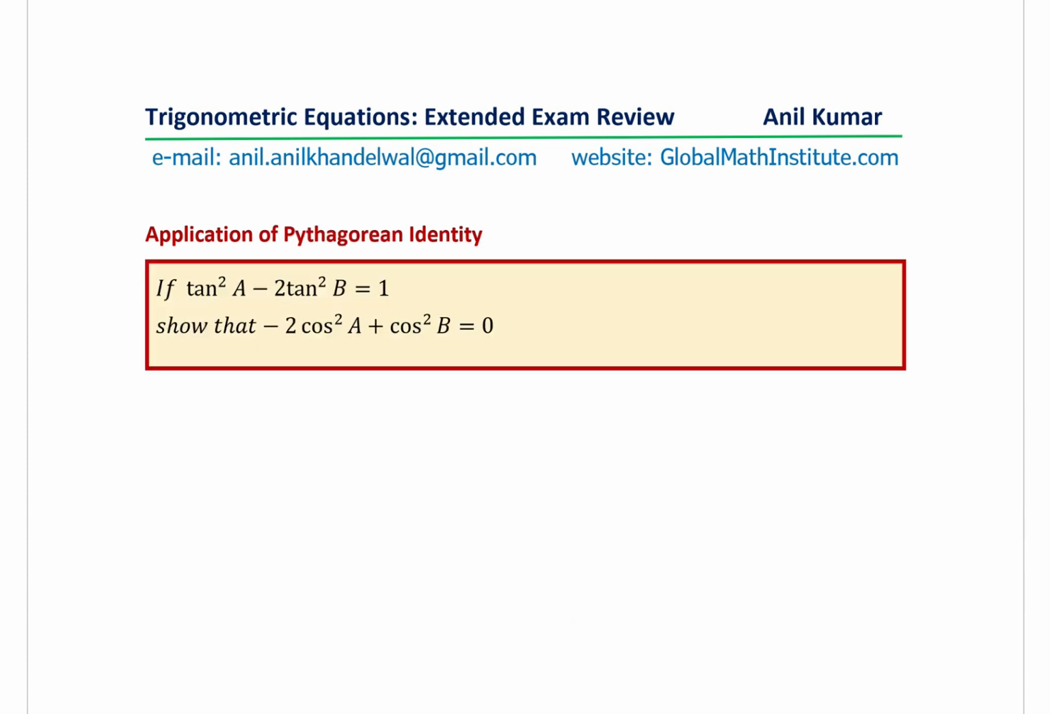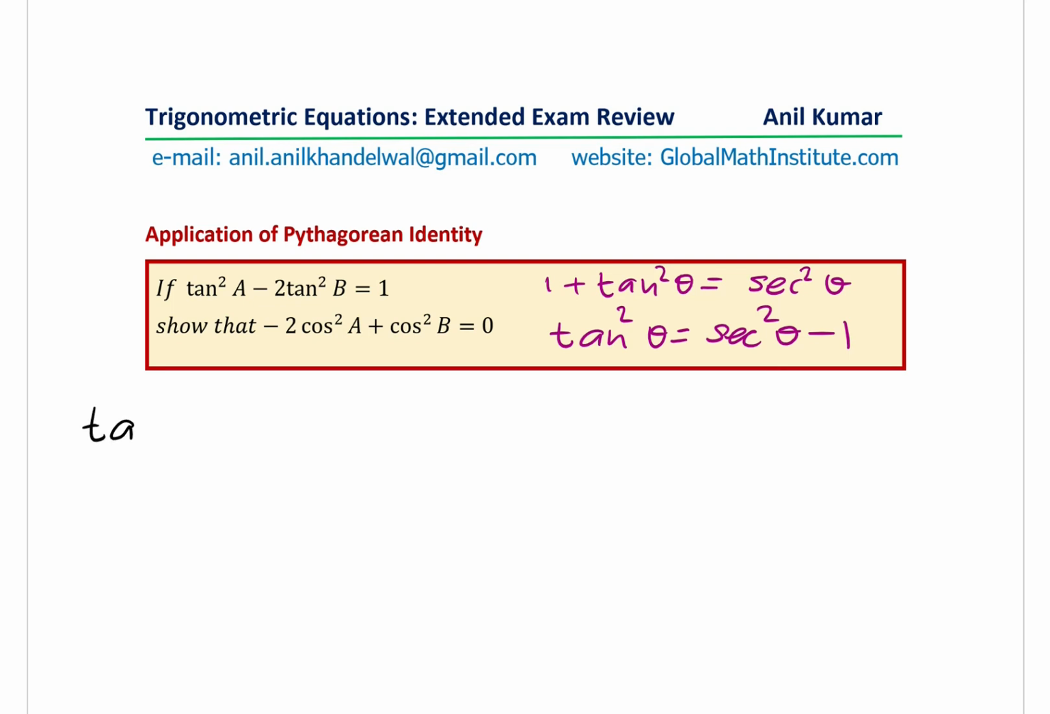Now let's take the second question, which is if tan square A minus 2 tan square B equals to 1, show that minus 2 cos square A plus cos square B equals to 0. So we'll talk about the Pythagorean identity, which is 1 plus tan square theta equals to secant square theta, correct? So we can always write tan square theta as secant square theta minus 1. So that is what we are going to use here.